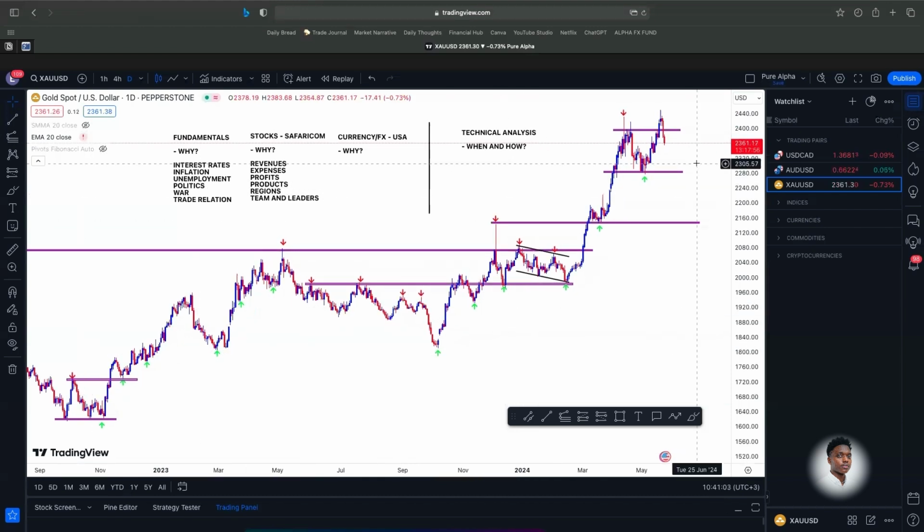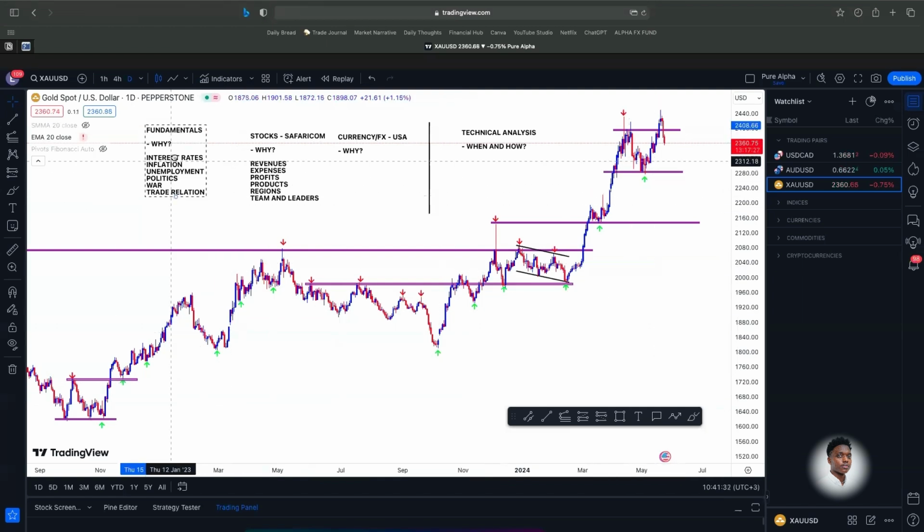We can see the market is moving up. The market is moving up because of a fundamental reason, not a technical reason. But technicals are a representation. Technicals, what you're seeing on my screen, is a representation of what is happening fundamentally. So this is an indication of why the market is going up. This is a representation of why the market is going up.